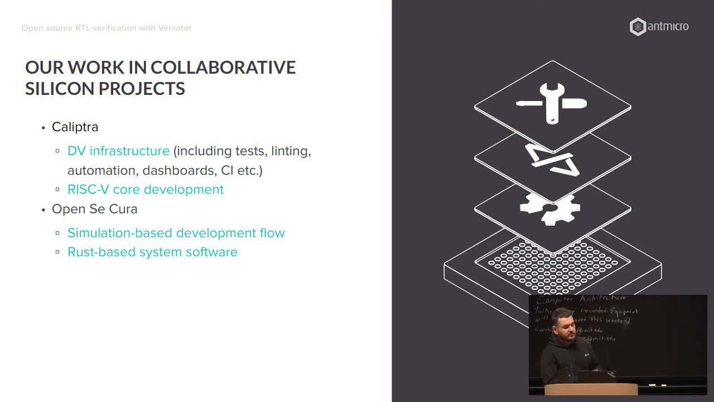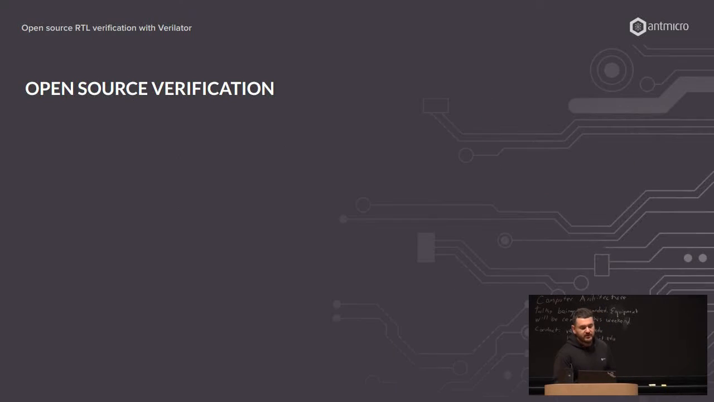The second example is OpenSecura. OpenSecura is an open source chip for secure tiny machine learning and has been taped out. We were involved there in testing and pre-silicon software development and tools for that.